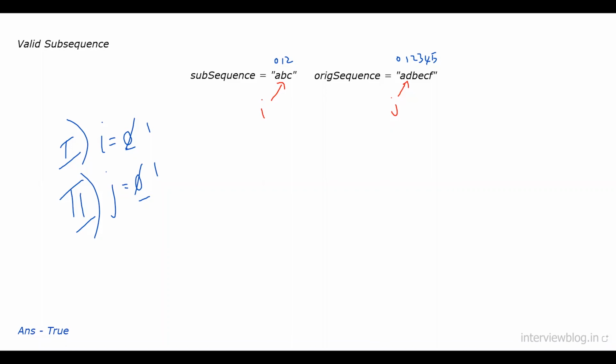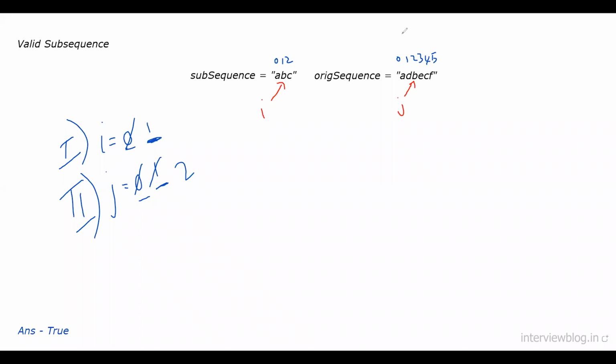Now I'll be comparing the character that is present in the first index in the subsequence, which is B, and the character that is present in the first index of the original sequence, which is D. While comparing both these characters, we can see that B is not equal to D. So I'll be moving only my jth pointer one step forward, updating it from 1 to 2.